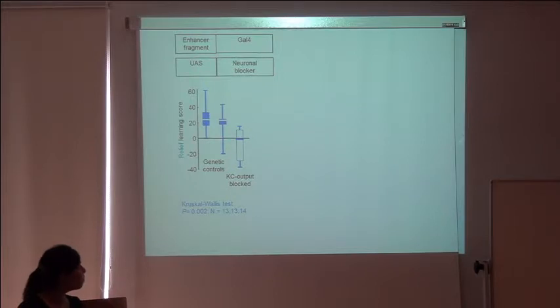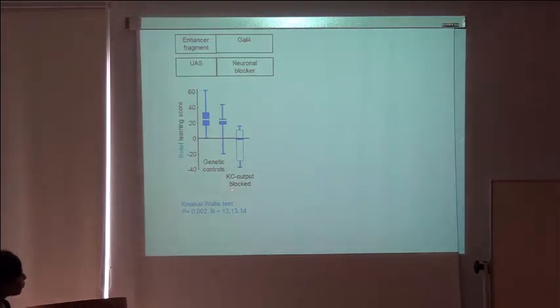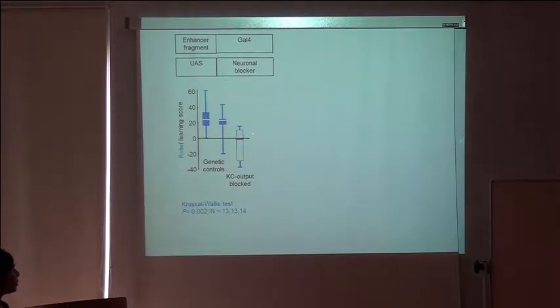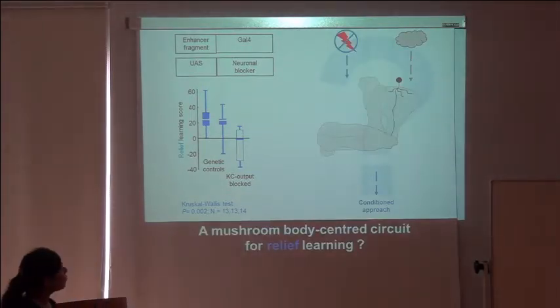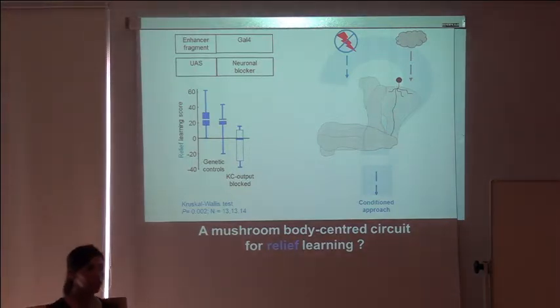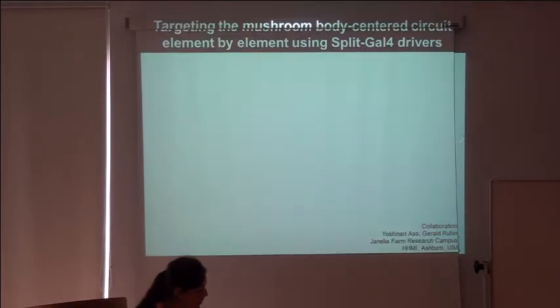When we do that, to block the output of the mushroom body neurons, the Kenyon cells, we lose relief learning completely as compared to the genetic control. So indeed, relief learning is sitting in the mushroom bodies, but we do not know how a relief signal may be transmitted to the mushroom bodies and which neurons read out this memory. So we would like to now find these things out and bring relief learning into the really detailed picture.